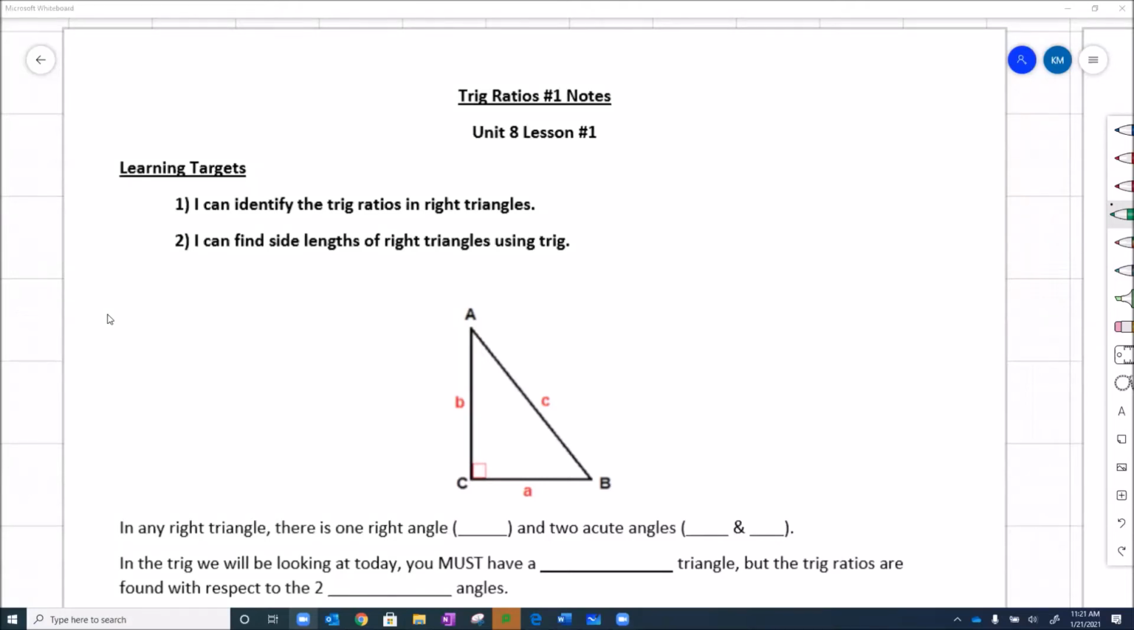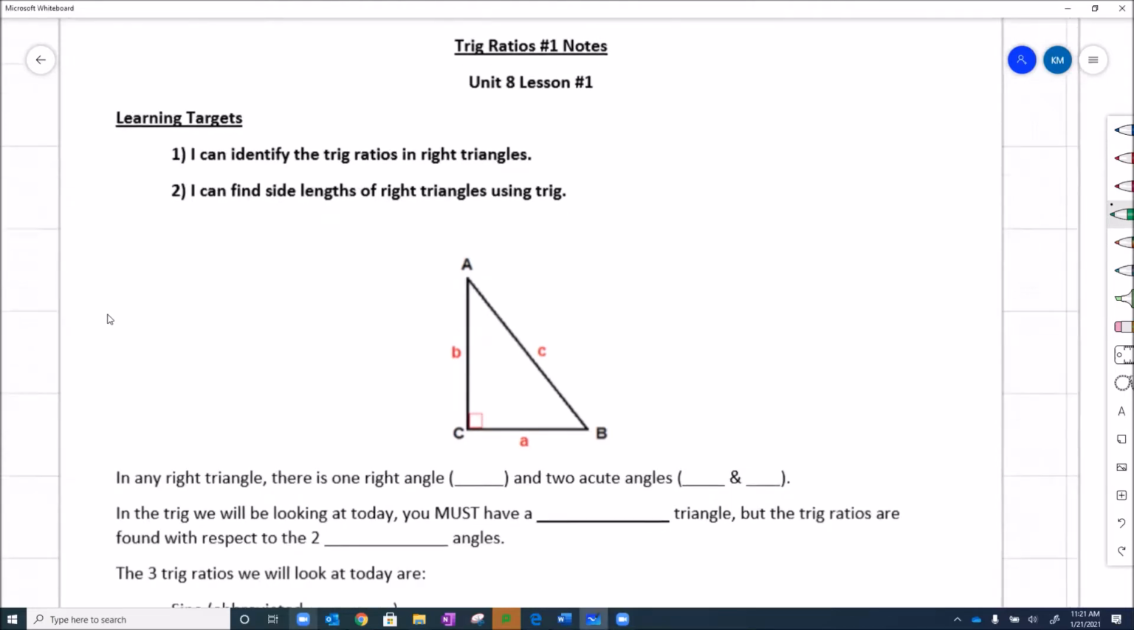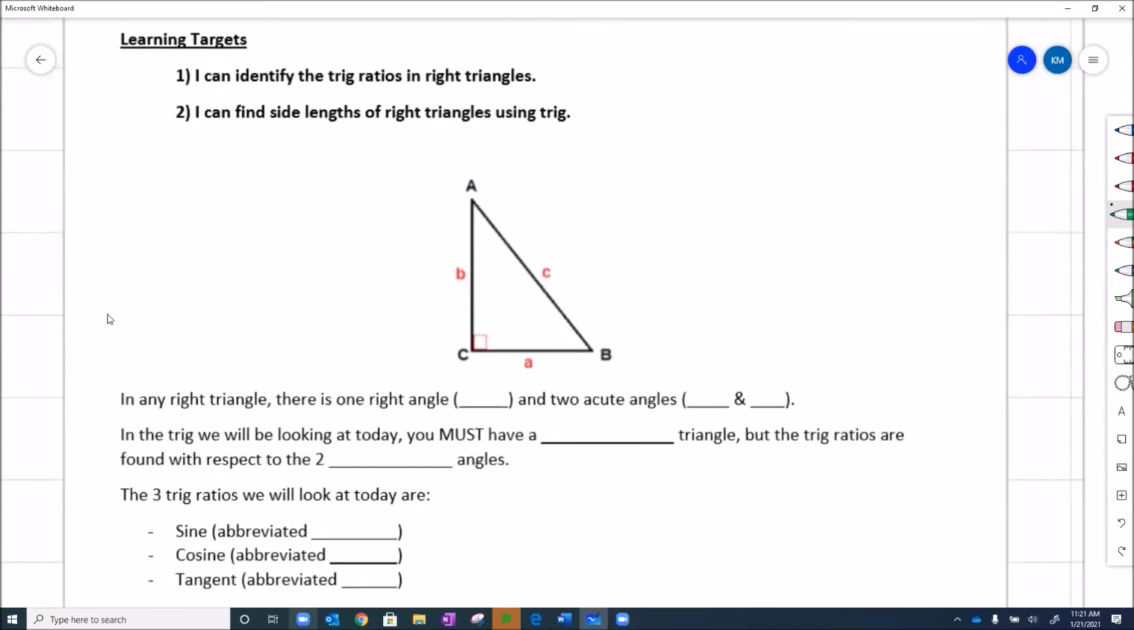Today we're going to look at trig ratios. At the end of this video, you should be able to identify the trig ratios in right triangles, and you should be able to find the side lengths of right triangles using trig.